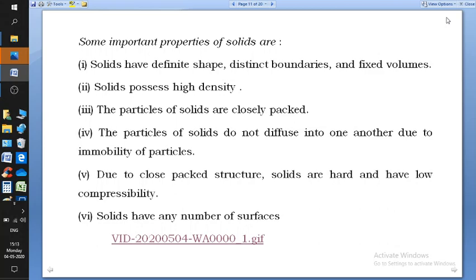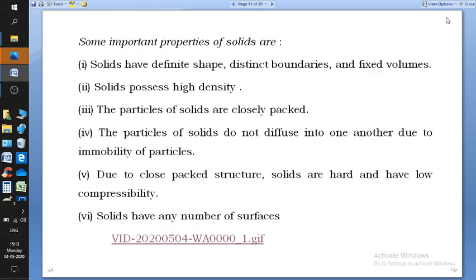Then the particles of solid do not diffuse into one another due to immobility of particles. Since they are immobile, they can't move freely here and there. They're closely packed, so it is hard for them to diffuse with one another. Diffuse means to intermix with other particles.